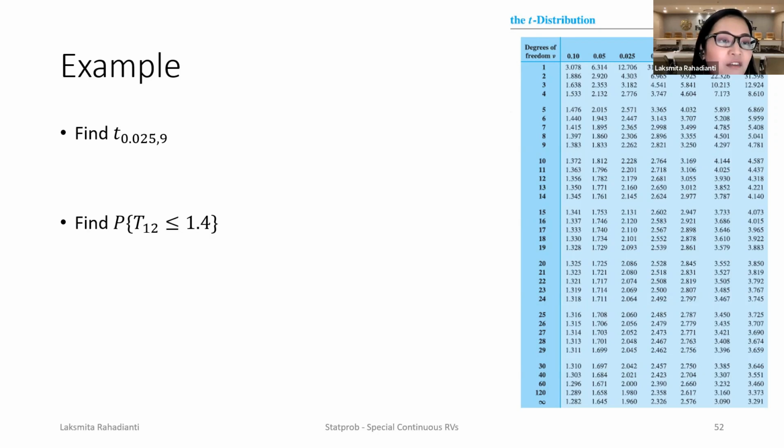So here, find t 0.025, degrees of freedom 9. So you know that, oh, I know the degrees of freedom. I know the shape of the graph. It should be somewhere here. And I want to know, so here's our shape. This is our t distribution. And I know that it has 9 degrees of freedom. So its shape is something like that, assuming.